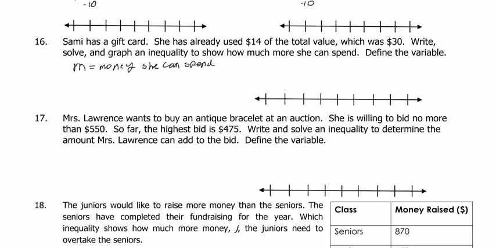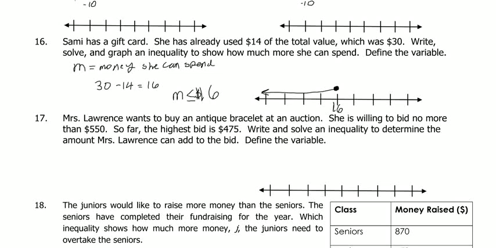Alright, so 30 was the original value of the gift card. We can subtract 14 from that and get 16. So the amount of money that she can still spend needs to be less than or equal to $16. So she needs to stay at or below $16. Now, that was a little bit of a back way to do that, but it still works.